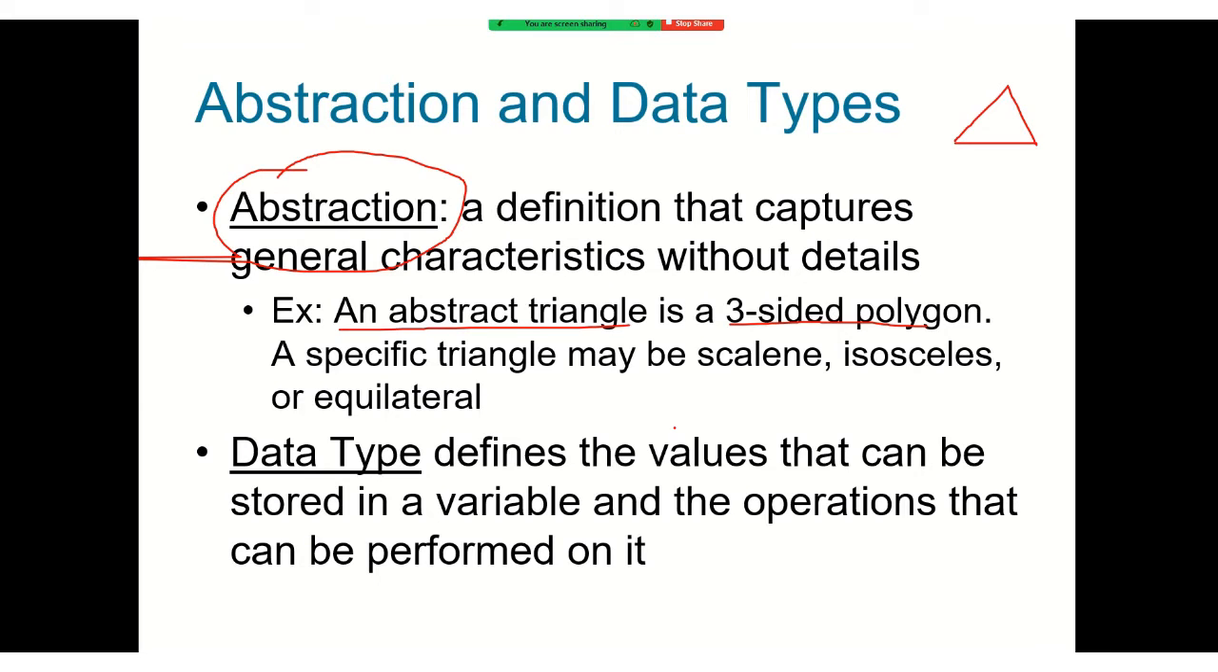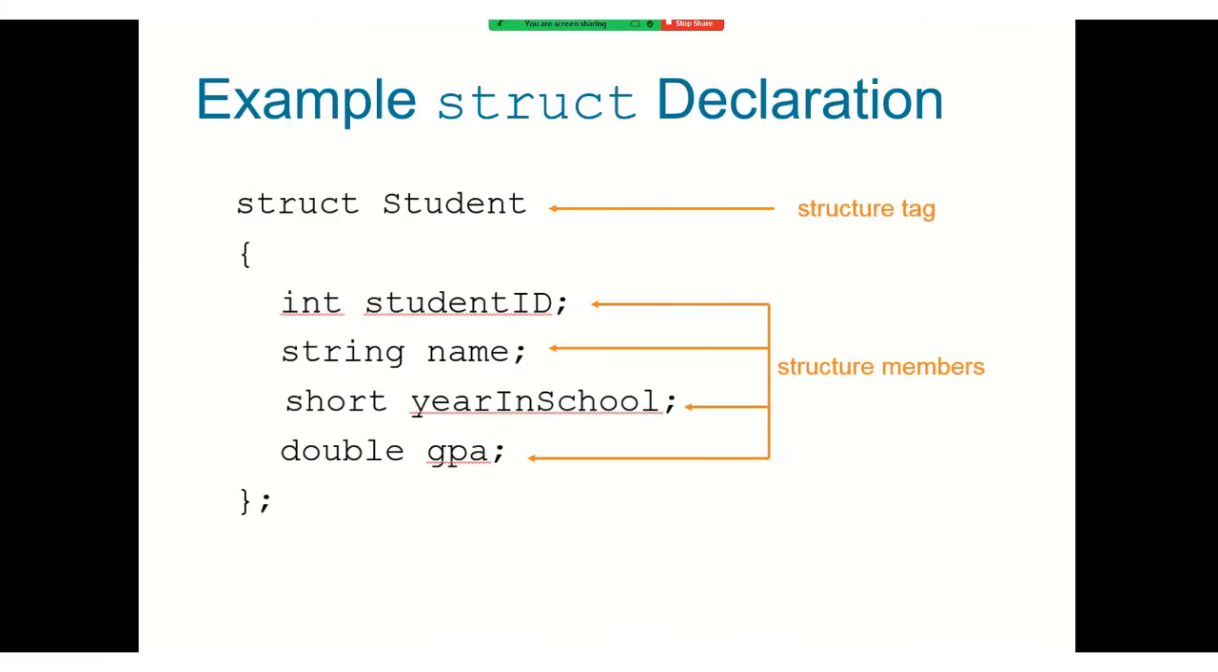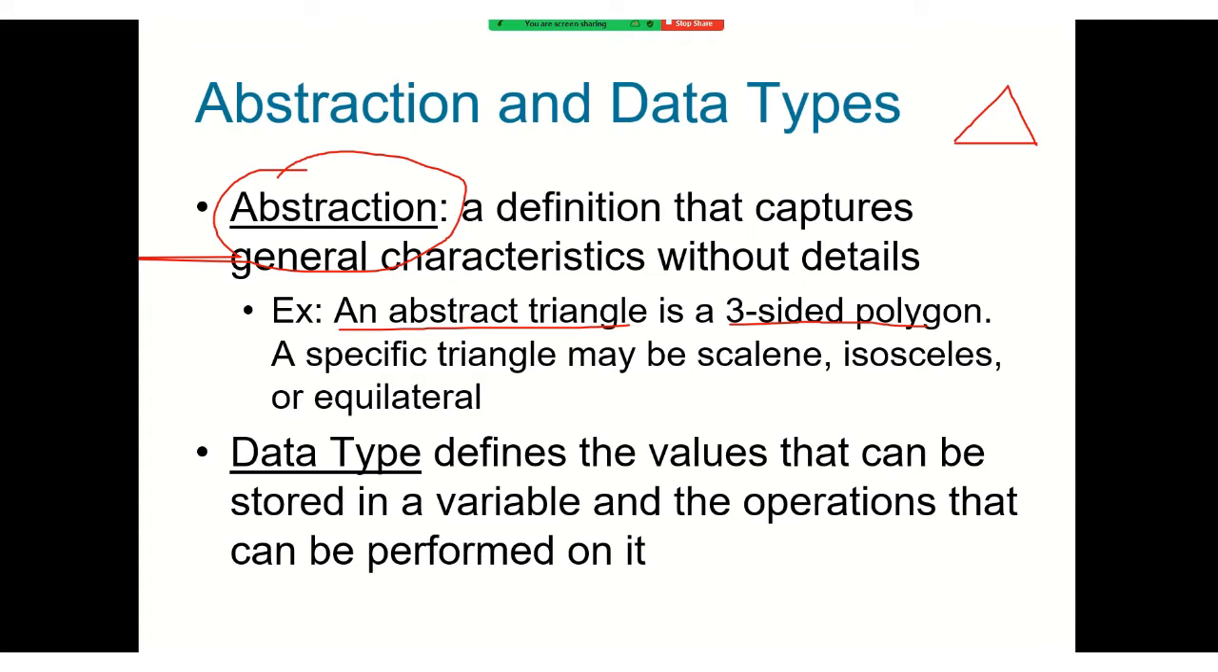So now, the abstract data type had the abstraction, and the second part of it is the data type. So C++ has several primitive data types. Data types are the values that can be stored in a variable and operations that can be performed on it. So integer is a data type because you can store a value for an integer and you can do some operations with that particular data.